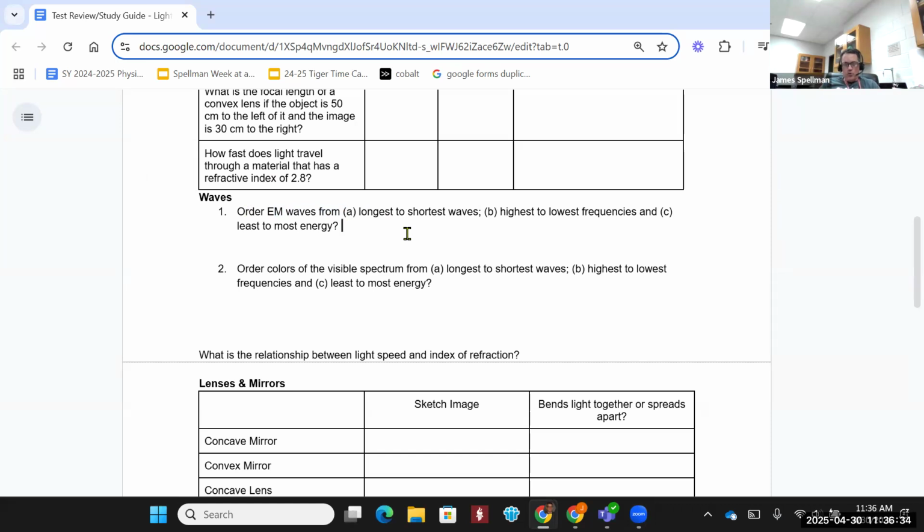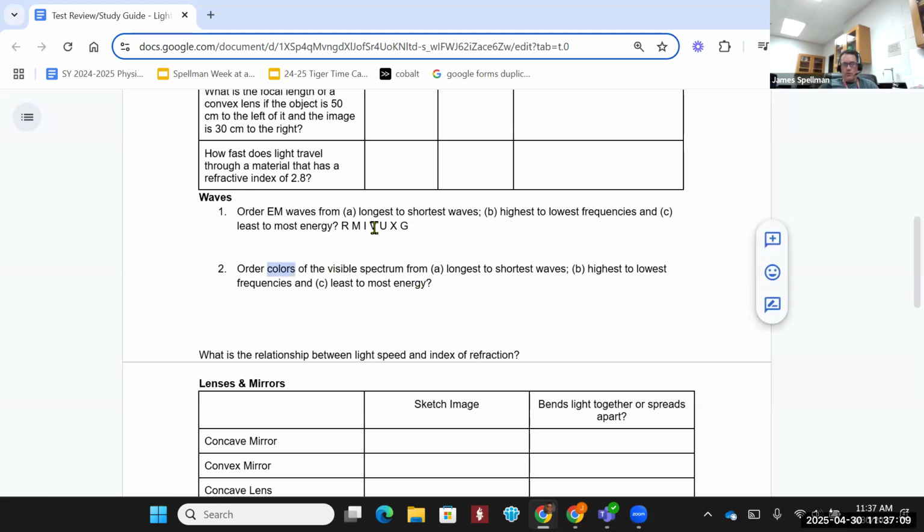I tried to help out with giving us a memory device for that with Marvin the Martians. So the memory device was: Raging Martians Invaded Venus Using X-ray Guns. Those letters should help us remember the first letter of each of the types of electromagnetic waves: R for radio, M for microwave, I for infrared, V for visible, U for ultraviolet, X for X-rays, and G for gamma.